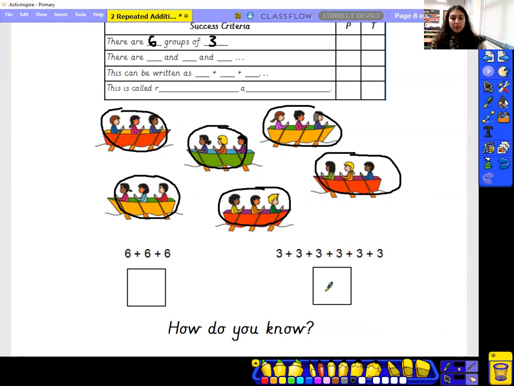So that would mean that it was this one, because this repeated addition has got 1 group of 3, 2 groups of 3, 3 groups of 3, 4 groups of 3, 5 groups of 3, and 6 groups of 3. Remember, however many times that number is written, that shows you how many groups you have. The number that is written shows you how many objects you have inside that group.